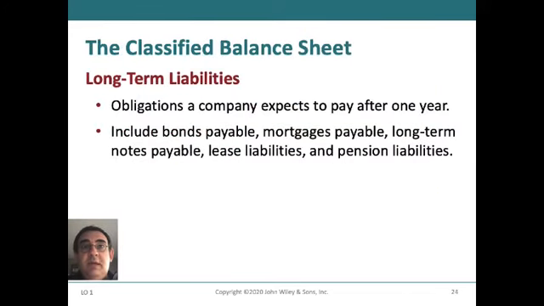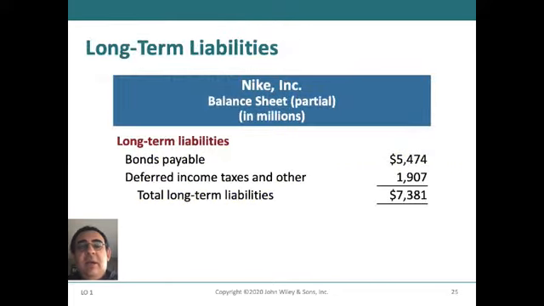In addition to current liabilities, we also have long-term liabilities, and those are obligations that come due in longer than 1 year, and those can include mortgages and bonds, lease liabilities, pension liabilities, etc. And if you look at Nike's balance sheet for long-term liabilities, they have bonds payable and some deferred income taxes and other items for a total of $7.3 billion.